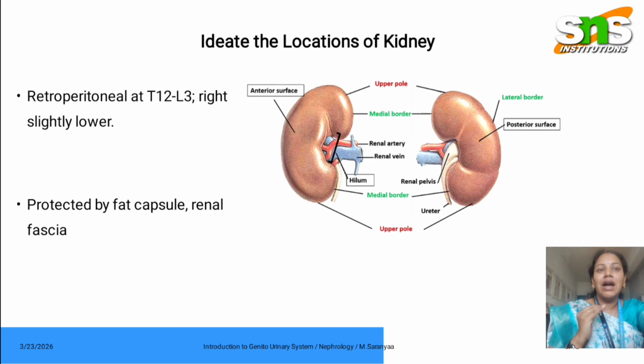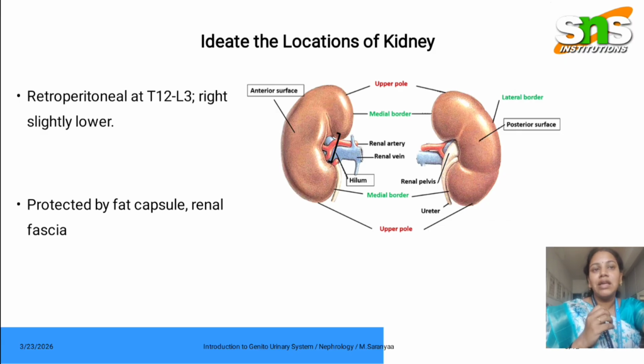So what could be the ideal location of the kidney? The kidney is located in the back side of your body, which is a retroperitoneal structure from thoracic 12 to lumbar 3. This is the exact placement of the kidney. The right side kidney will be slightly lower compared to the left side kidney. This is because of the presence of the liver on the right side. The kidney is always protected by a fat capsule and a fascia, which is called renal fascia.